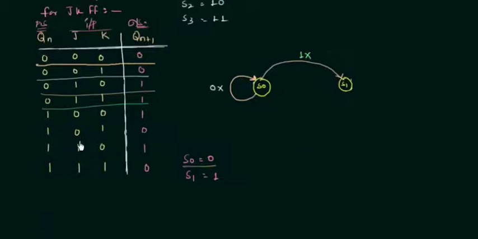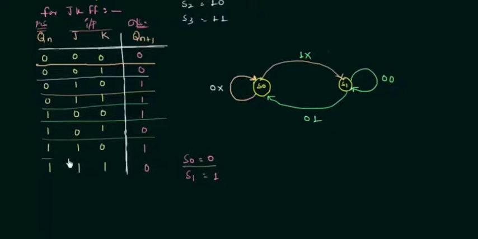I will complete the rest 4 cases, and in the fifth case you can see that the present state is 1. So I am on S1, and when we make JK 0 I'm going to be on S1. So again I am on S1 when J is 1, K is 1. When J is 0, K is 0. For the sixth case, I am on S1 and I will be on S0 when J is 0, K is 1. So S1 to S0, J is 0, K is 1.